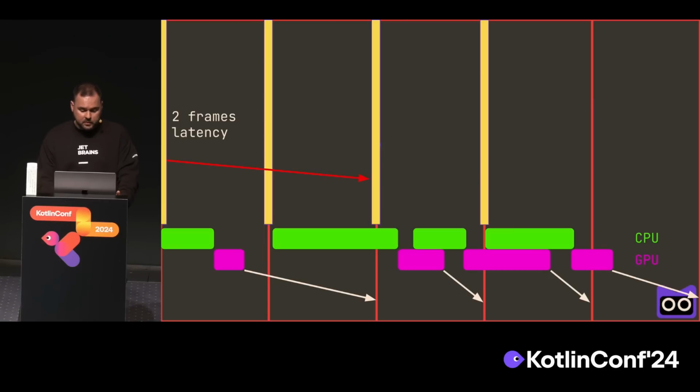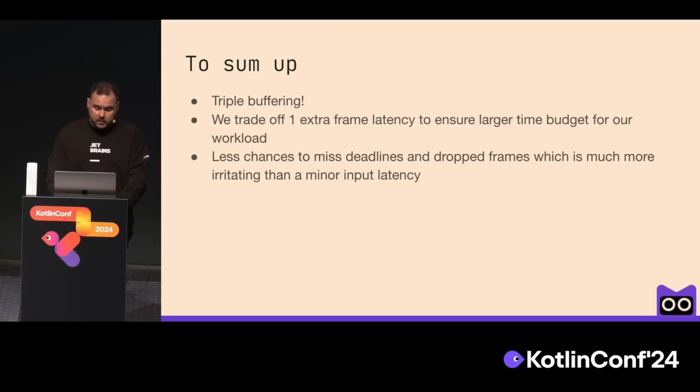This strategy is often called triple buffering, and that's the one we use. To sum up, we use triple buffering. We trade off 1 extra frame of latency to ensure a larger time budget for our workload. So there is much less chance to miss a deadline and have dropped frames, which is much more irritating than a minor input latency. So let's get a little bit deeper down the rabbit hole.